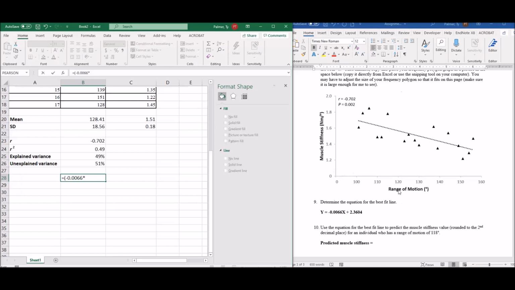That's our x value. We already know that the subject has a range of motion of 118. So that's what's going to go here for x. So 118 is what we're going to put here. Then we're going to close parentheses. And then the last step, now we're going to add the y-intercept. So plus: hold Shift on your keyboard and hit the plus sign. That should create a plus sign.